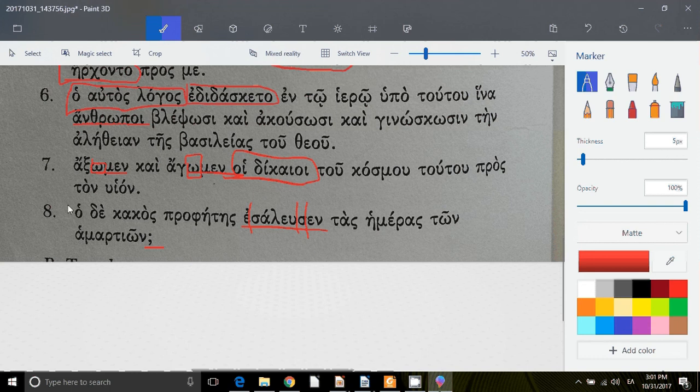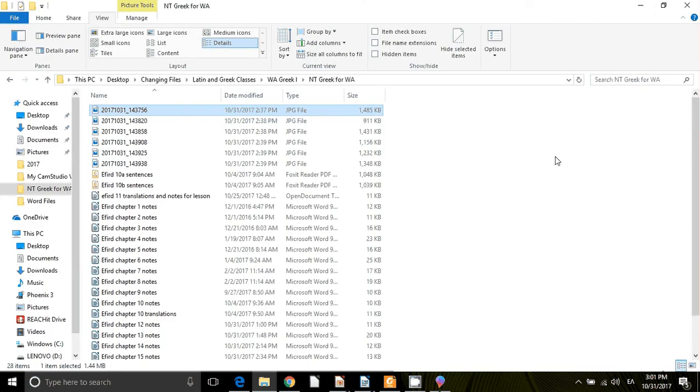Who shook? What's in the nominative? Ho kakos prophetes, the bad prophet. So the bad prophet shook. What did he shake? What's in the accusative to be the direct object? Tas hemeras. So the bad prophet shook the days of the sins. So again, we never said it had to make sense. But there you go. Did the bad prophet shake the days of sins? Whatever that might mean. So there we have it. There are the translations for chapter 12.